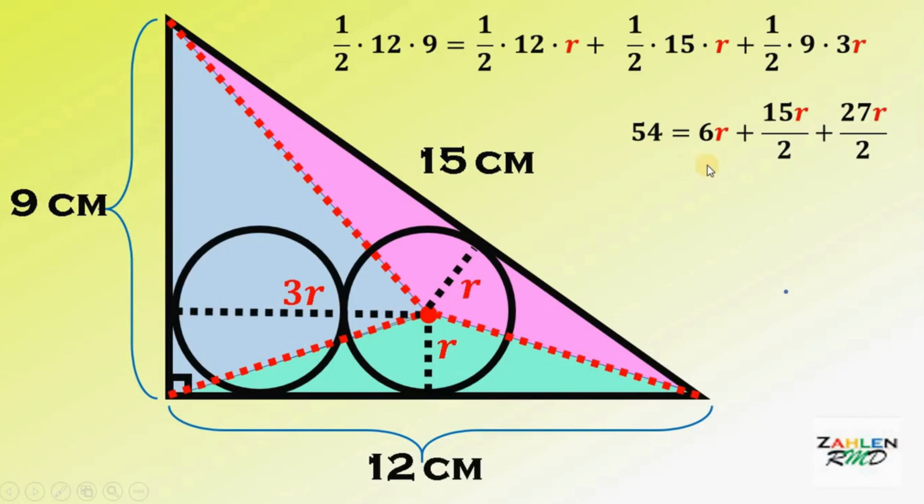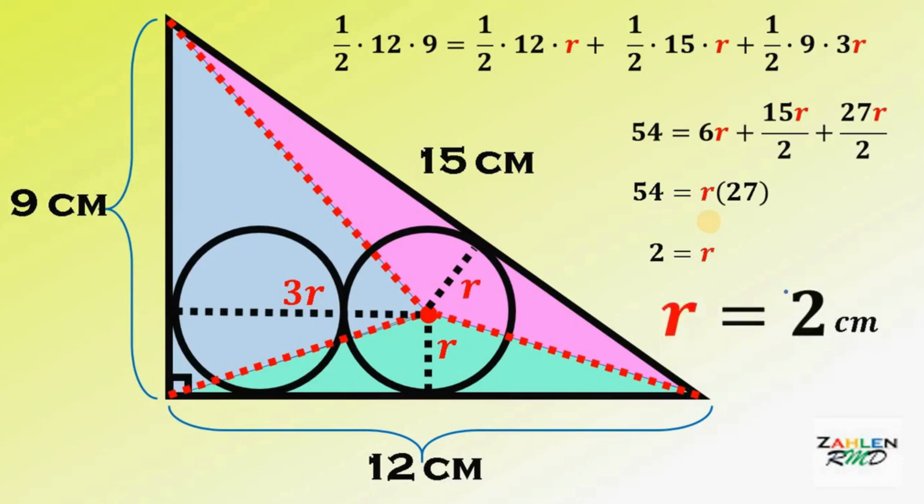Factor out r and simplify. 15 over 2 plus 27 over 2 will give us 21. 21 plus 6 will give us 27. So we have 54 equals r times 27, or 27r. Now divide both sides by 27 and that will give us r equals 2. Therefore, the length of the radius r is simply 2 centimeters. And we're done.